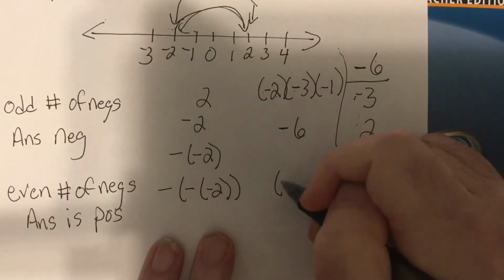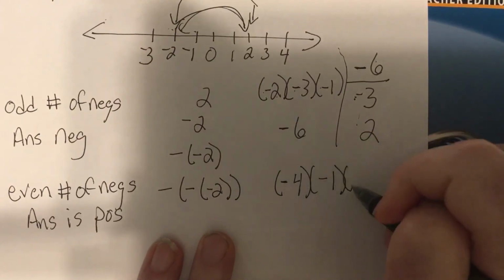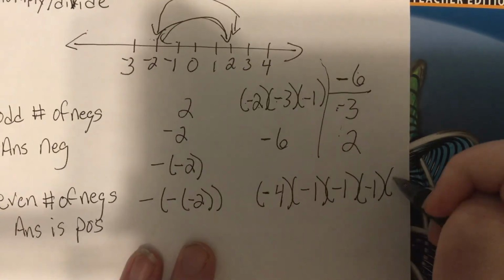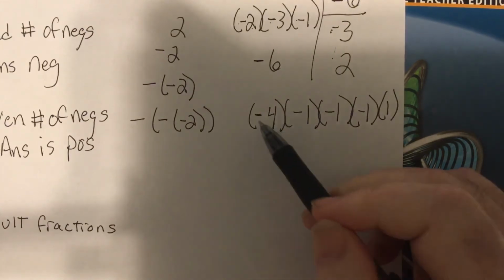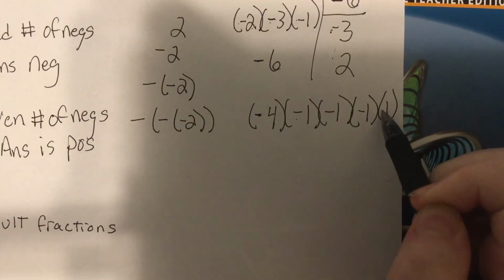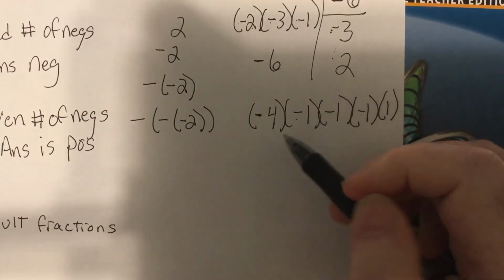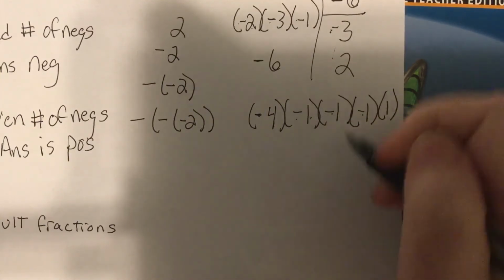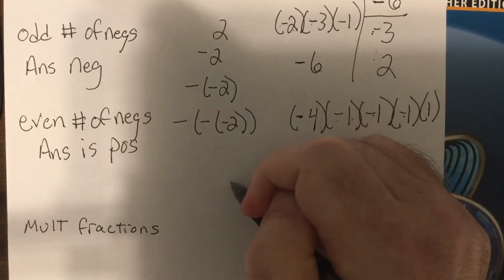So do this one for me. Negative 4 times negative 1 times negative 1 times negative 1 times 1. Figure that out for me. So first, 1, 2, 3, 4. No negatives, so 4, that's even, so the answer is positive. Then 4 times 1 is 4, times 1 is 4, times 1 is 4, times 1 is 4, so the answer is positive 4.